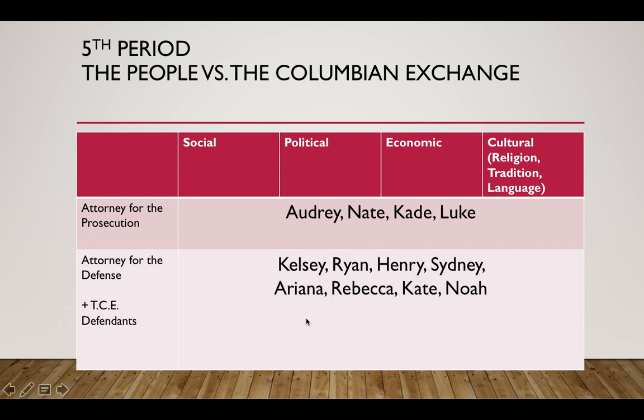Because we have witnesses and we have attorneys on one side, they're going to have a larger group. There'll be 8 students total, right? And then for the prosecution, there will only be 4 attorneys. Remember, they have no witnesses on the side of the prosecution. So Audrey, Nate, Cade, and Luke, the 4 of y'all will be my prosecution attorneys.